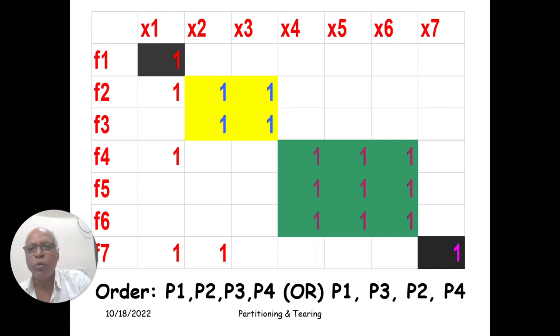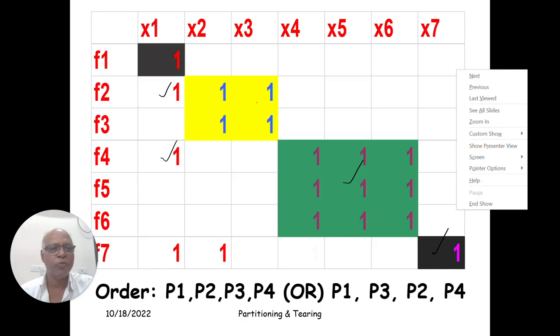So one possibility is solve the first partition followed by second partition. By the time you solve the first partition, you will be knowing the value of x1. So you have 2 equations in 2 unknowns. You should be able to solve this. The moment you solve the first partition, because you know this value, you should be able to solve P3. The moment you solve the second partition, you will also be knowing the value of x2, so you should be able to solve this partition. So P1, P2, P3, P4.